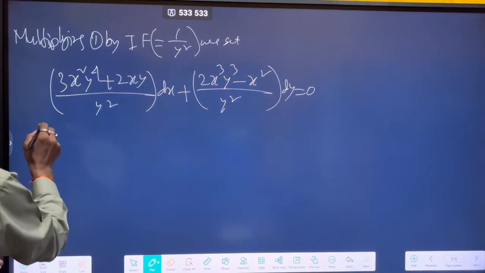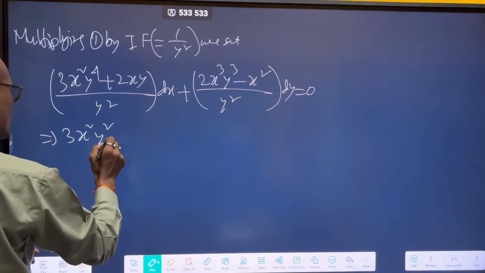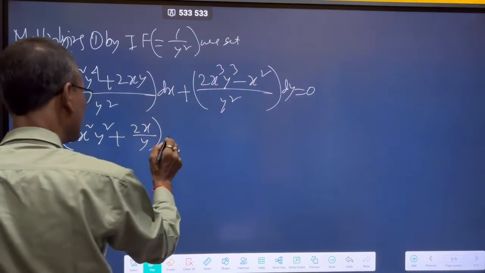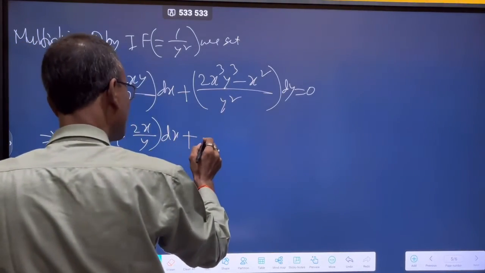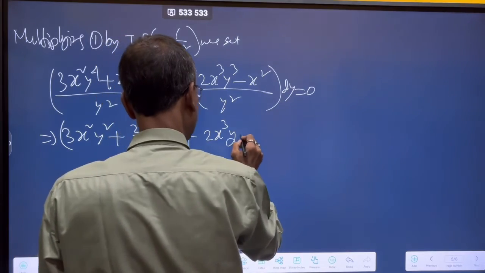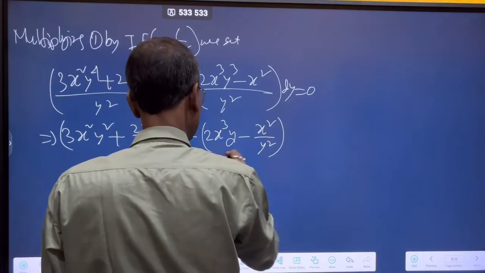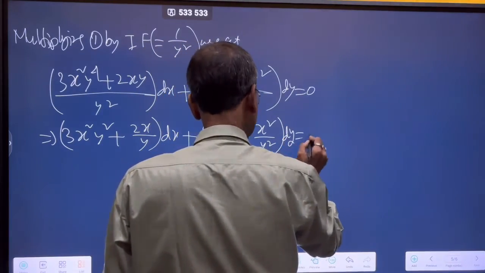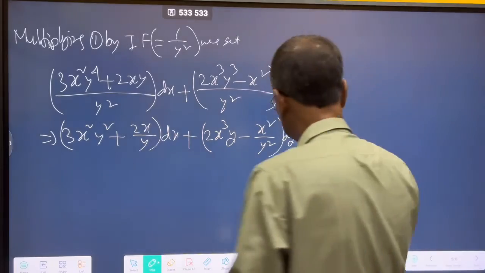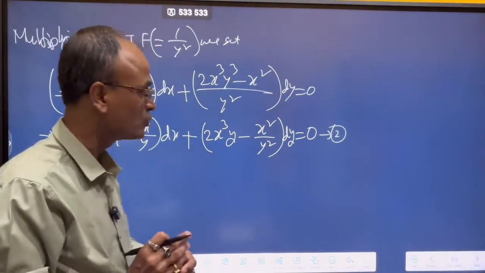Now, this can be written as (thrice x square y square plus twice x by y) dx plus (twice x cube y minus x square by y square) dy equal to 0. Suppose this differential equation is number 2.